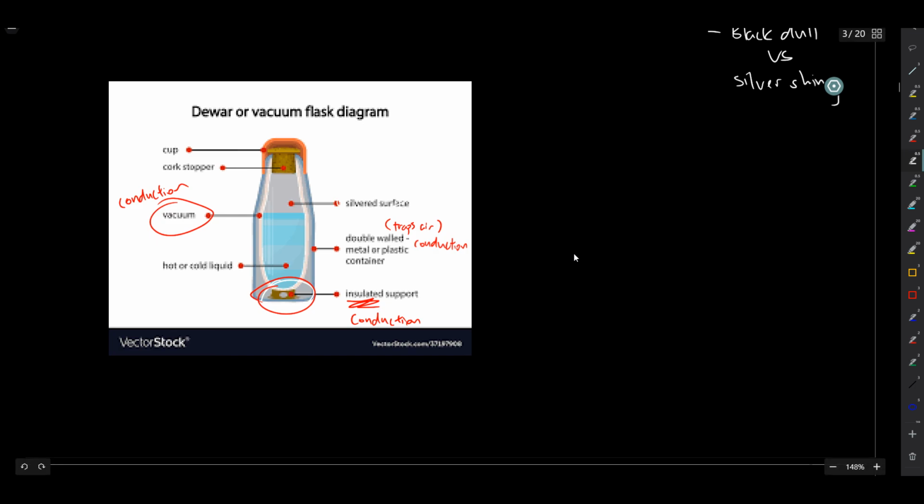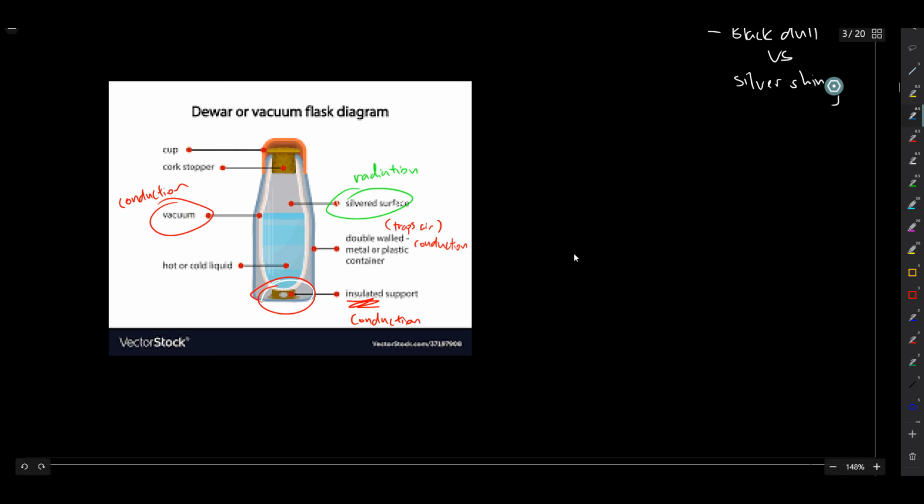And then over here we have the silvered surface. If you see the word silver or black, you need to know that it is about radiation. It is a poor emitter and absorber of heat. So if it's hot, then it won't be able to emit heat as fast. The heat will be trapped inside.